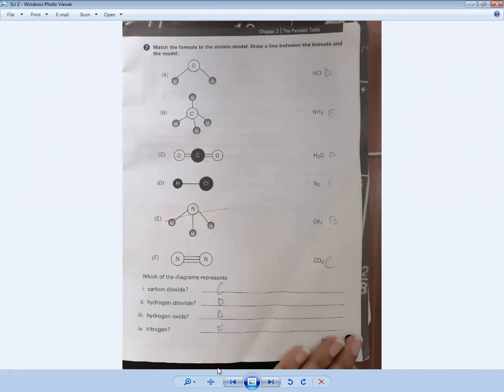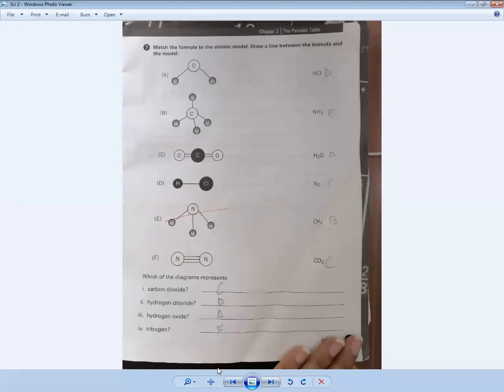Its chemical name is methane. Its chemical formula is CH4, and its common name is sui gas, which we use at our home. So option B will match with the chemical formula CH4, and in the figure you can see there is one atom of carbon and there are four atoms of hydrogen. So when they chemically combine with each other, they make CH4.